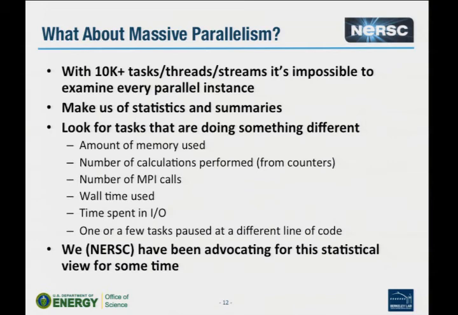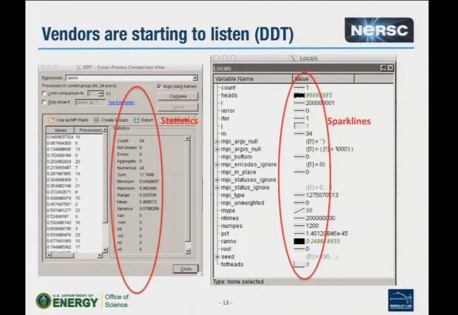Okay, so we've been advocating this for some time, and in DDT itself, they're starting to enable this. One thing I just found out about that I thought was really cool is over here, you can look at all the local variables on your task. You can bring up a window, and it lists all the local variables going down here.